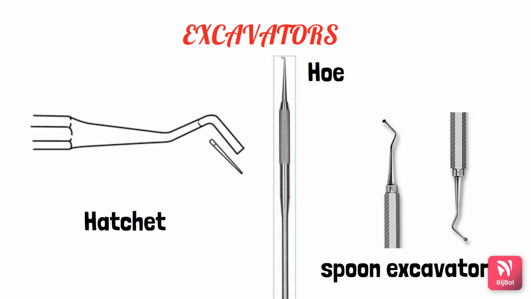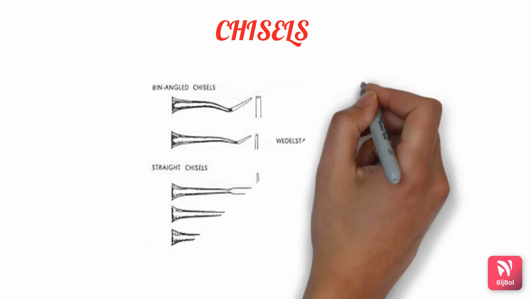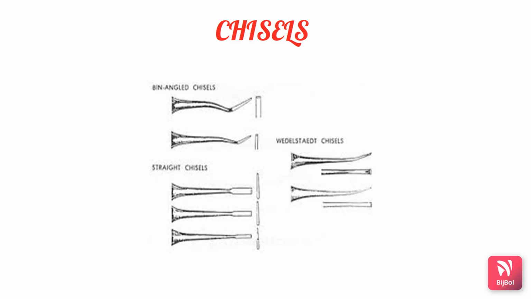Next, we can even discuss the chisels. These are the instruments designed after ordinary carpenter tools used for cutting enamel. In that, we have the straight chisel. This instrument has the straight blade in line with the shank and the handle. The cutting edge is on one side only.